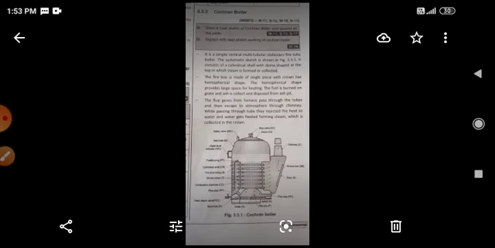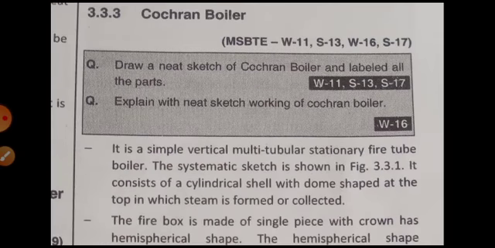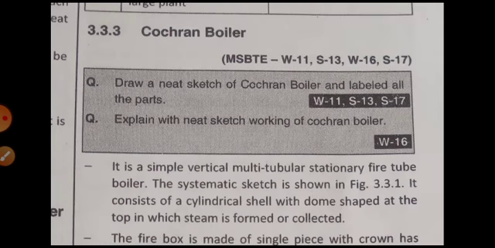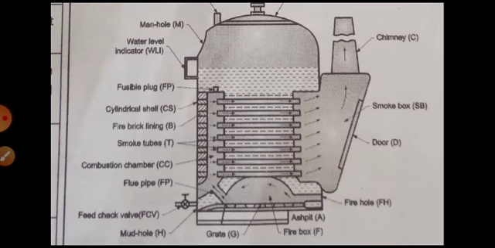These are the differences between fire tube and water tube boiler. Let's see some fire tube boilers. We have given two fire tube boilers. Let's see them. First one is Cochran boiler. It is a simple vertical boiler. You can see the figure over here.